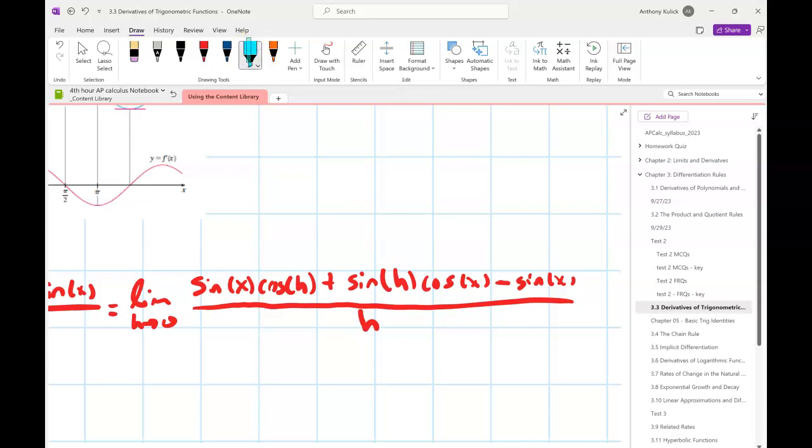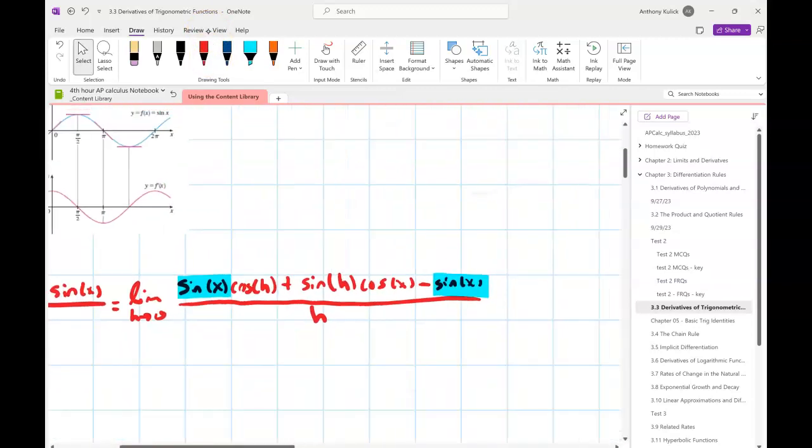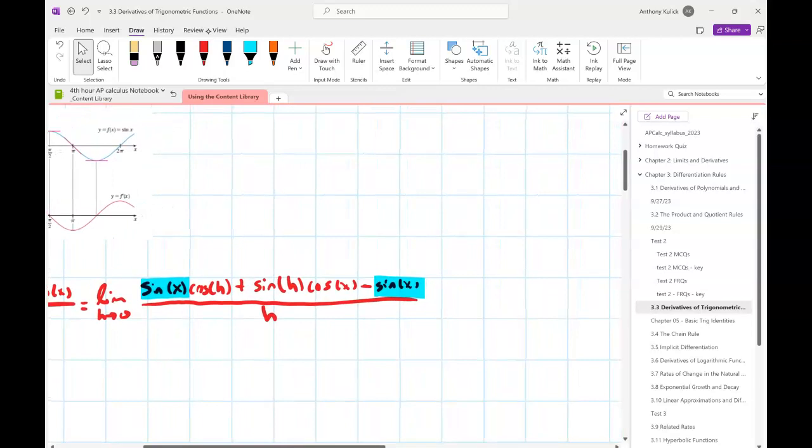What we want to notice now is, I see two pieces at least where I have a sine x. What I'm going to do is group this into two separate fractions. One fraction is going to have the sine x's in it, and one fraction won't. We'll write them with a common denominator of h.